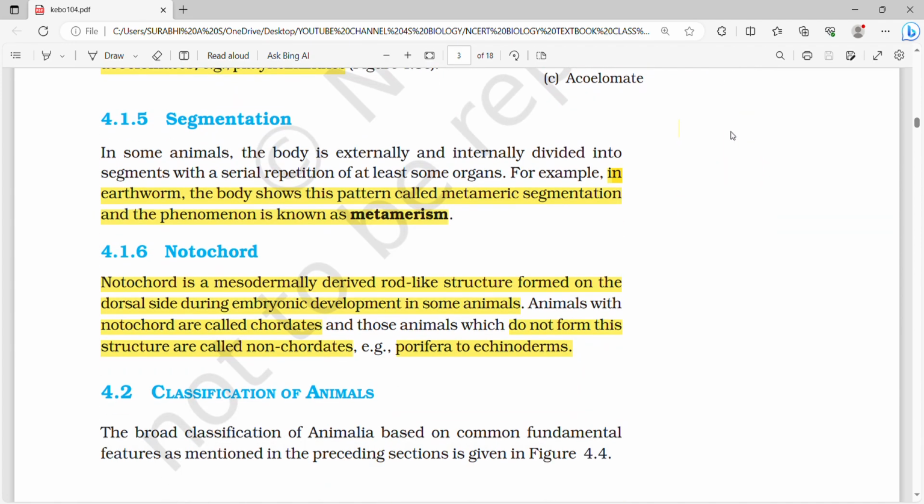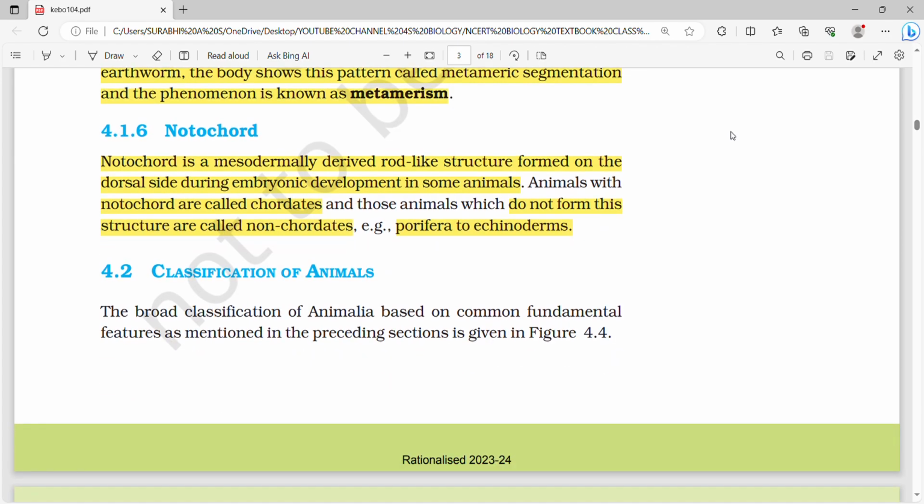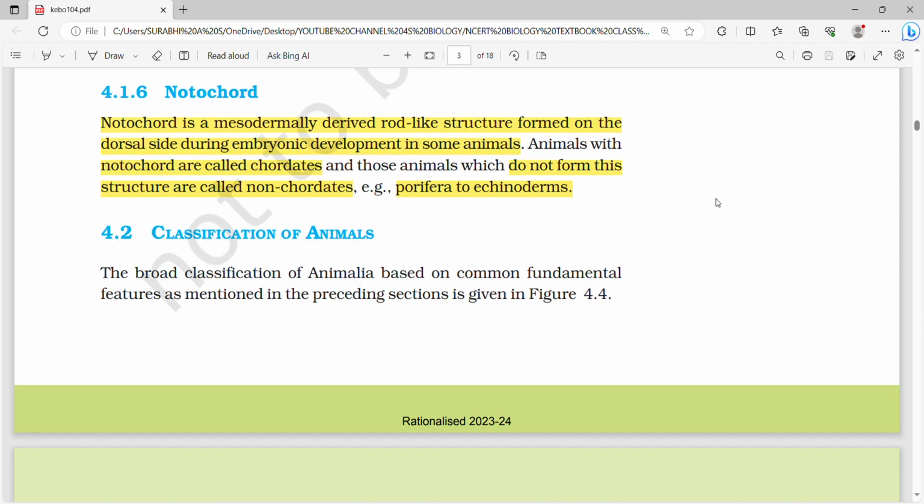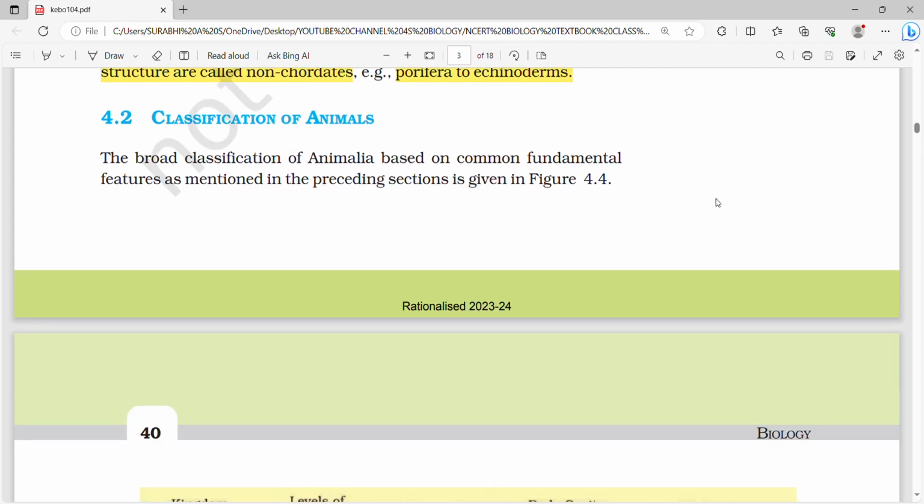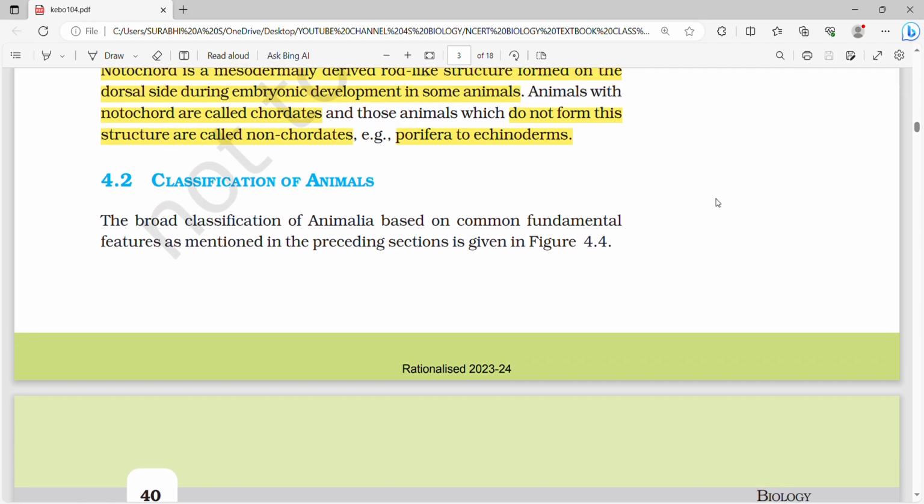Moving on to segmentation, in earthworm the body shows a pattern called metameric segmentation. So they are internally and externally divided into segments, which is called metamerism. Notochord, this is very important. Notochord is mesodermal in origin. They are formed on the dorsal side during embryonic development in some animals. So they are formed on the dorsal side, mesodermal. And if the notochord is present, they are called chordates. If not, they are called non-chordates. Non-chordates are from porifera to echinoderms.